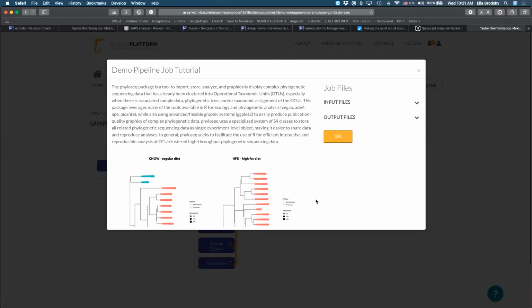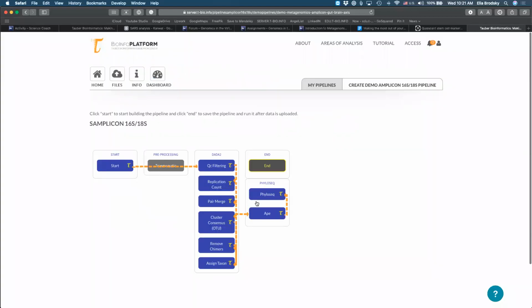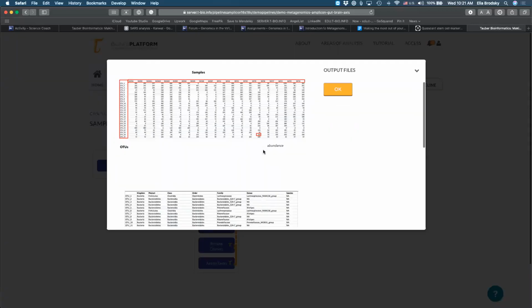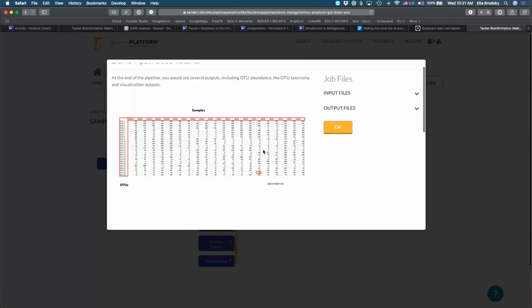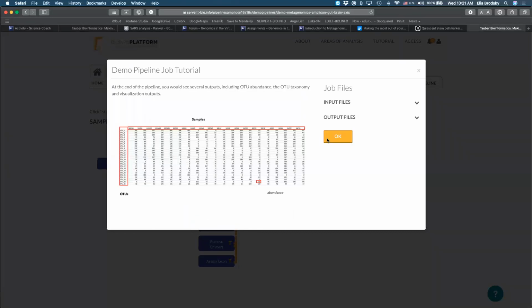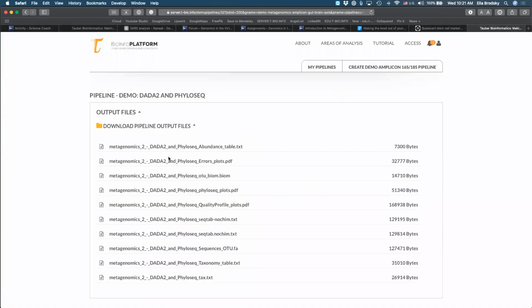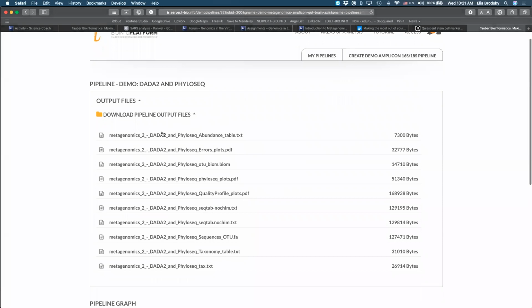Okay, so now we have our full pipeline. Click on end. At the end, we will see a number of different outputs and we'll talk about what they exactly mean. Okay, once you click on there, you will be able to see some of these pipeline output files, including an abundance table, an error plot, and the individual OTU sequences, okay, phyloseq plots, etc. So did everyone get to this point?